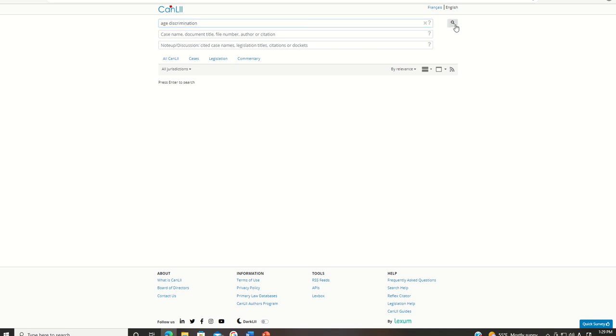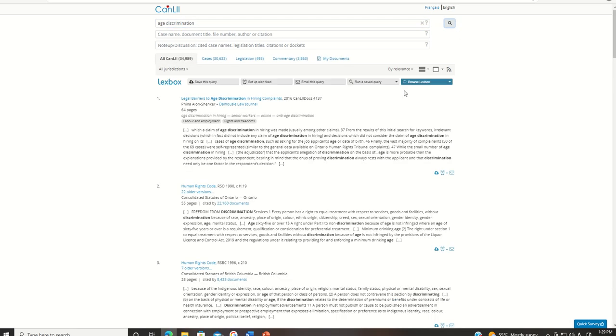and go. And I get 34,000 documents, so it's quite a bit. When I do that, like a free search, there are these bars here. I can divide that up. Wow, a lot of them. 30,000 are cases, judicial decisions, 493 are from legislation, and 3,863 are from commentary.